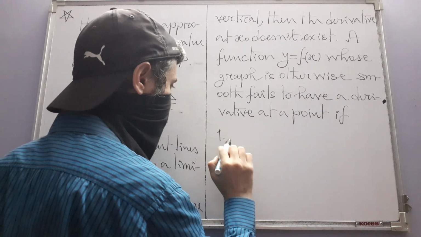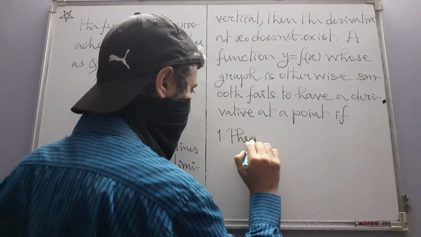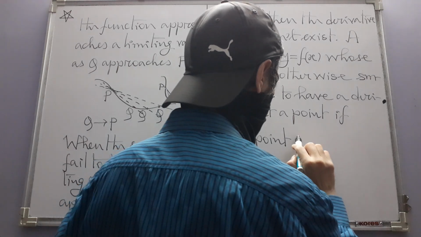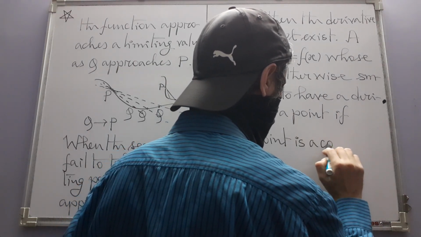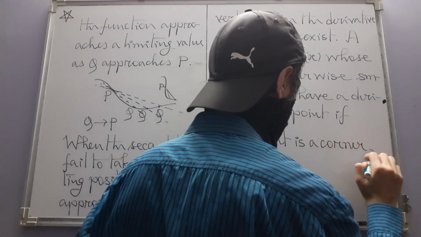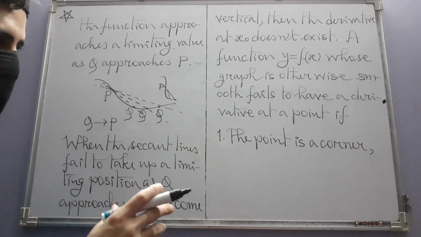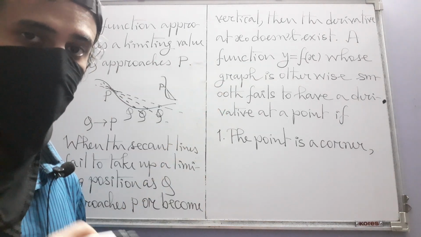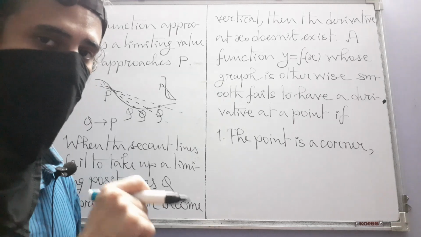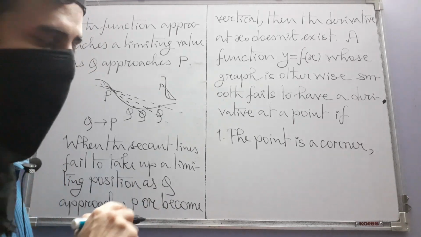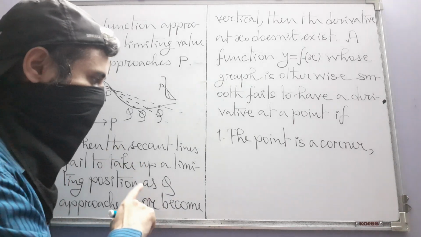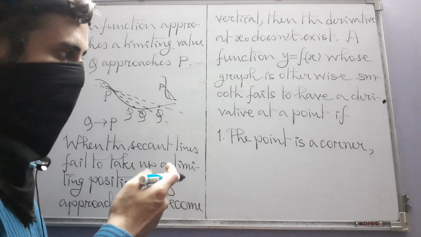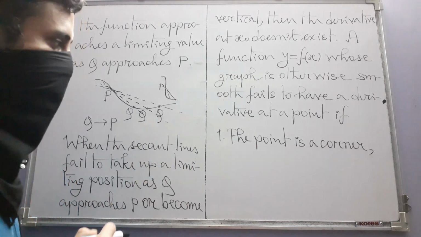number 1, the point is a corner. This situation is like that absolute value function graph. It had a corner at the point x equal to 0 and we saw that the function failed to have a derivative there. Geometrically, there is no tangent at that point.